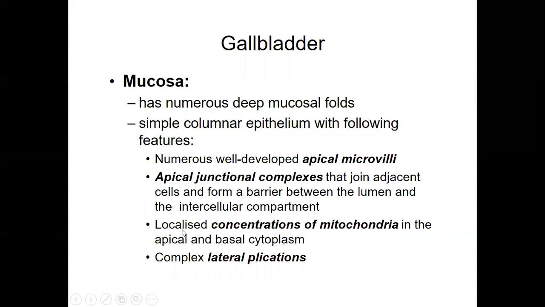There is also a localized concentration of mitochondria in the apical and basal cytoplasm, and complex lateral interdigitations. So these are the features of the mucosa of the gallbladder.